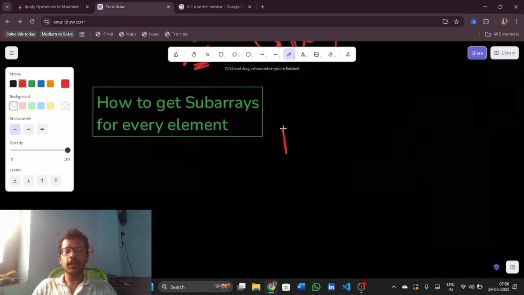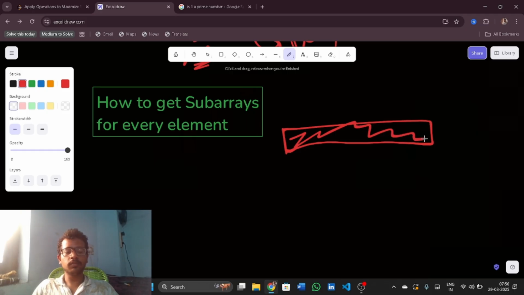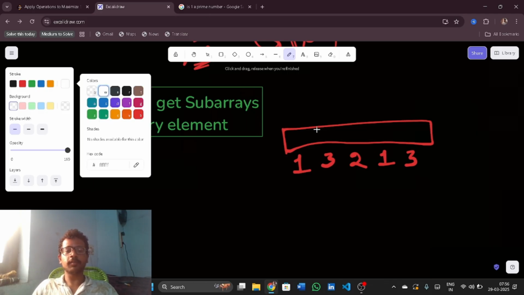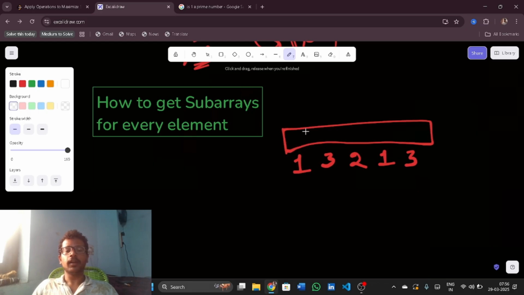Now let me consider an array, and don't ever look at the values. I am only bothered about the prime factor count. Now let me start with here 1, and then here 3, and then 2, and 1 again, and then 3. Now, let me tell you how can I get the number of subarrays for every element. So, I would store this in here.